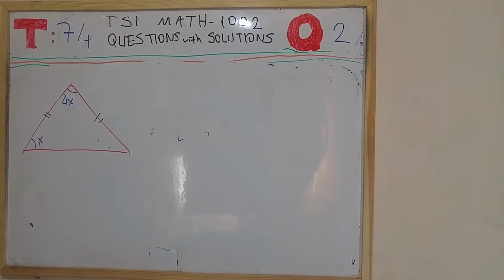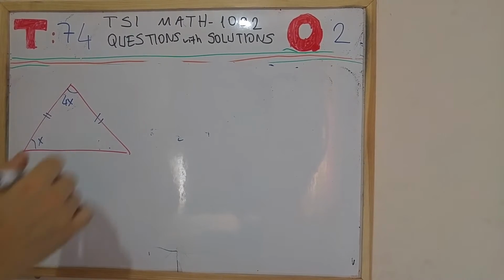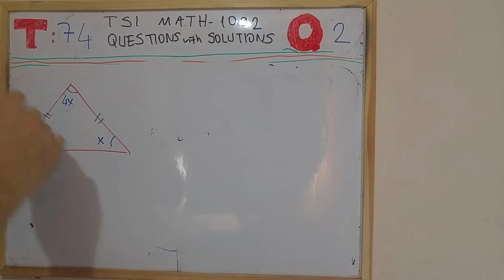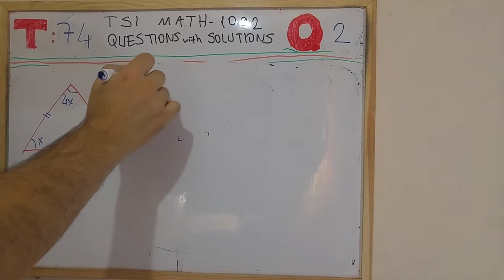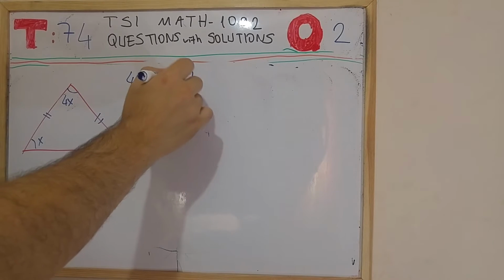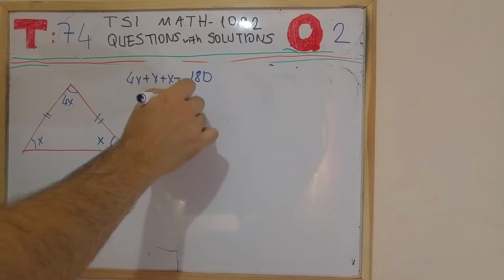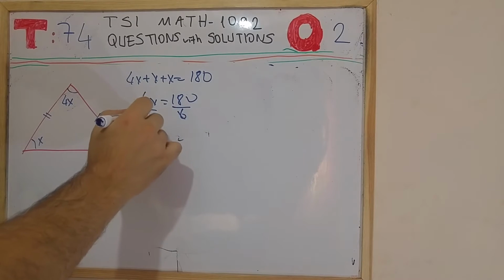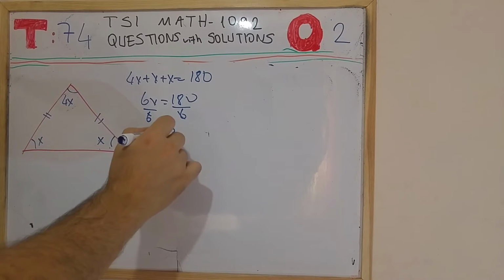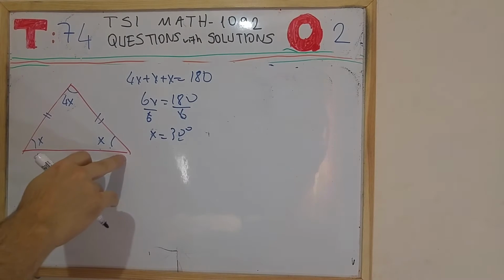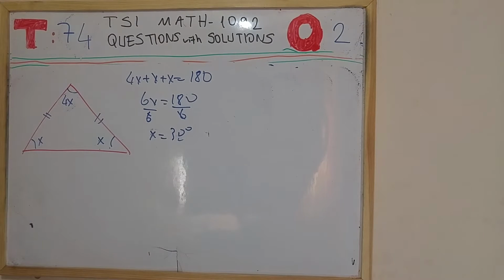This is what I know. Since these two sides are equal to each other, this angle must be equal to this angle too. And the sum of these angles, x plus x plus x, must be equal to 180. So 6x is equal to 180 and x is equal to 30 degrees. They're asking me for this angle C, which is equal to x, and that is 30.